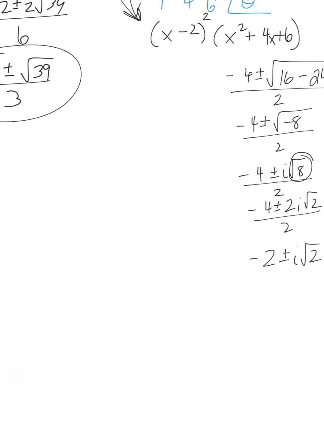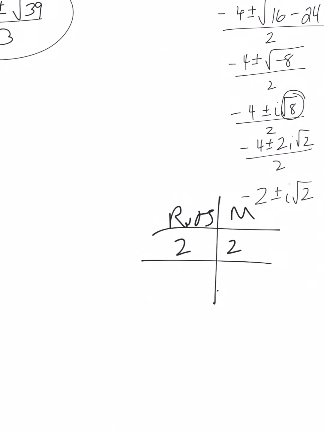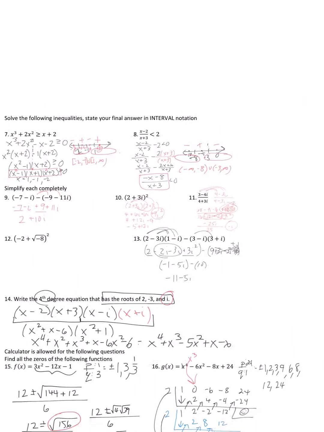And so my roots are 2 with a multiplicity of 2. I shouldn't say 2 roots, sorry. There's 3 roots. It's just that they are paired. And negative 2 plus i root 2 with a multiplicity of 1, and negative 2 minus i root 2 with a multiplicity of 1. Okay. All right, well, that was a lot for this one page alone.